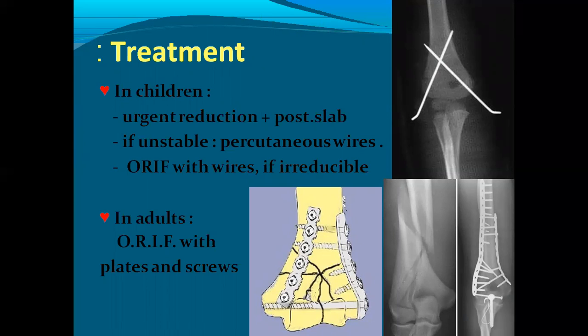If it is unstable, then again open reduction internal fixation with the help of wires. In adults, it is treated only with ORIF with plates and screws. This is how it can have multiple fractures.